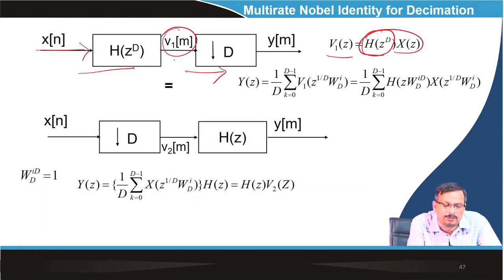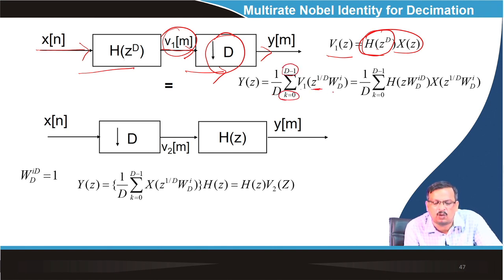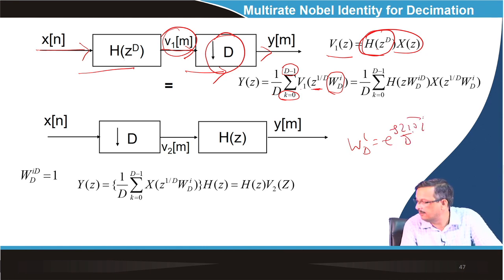Y of z: V1 is the input and y is the output, and d is the downsampling factor. So it is nothing but 1 by d, summation over i equal to 0 to d minus 1, of V1 of z to the power 1 by d times W_d^i. What is W_d^i? It is nothing but e to the power j 2 pi by d times i. We have already derived that during decimation or downsampling.